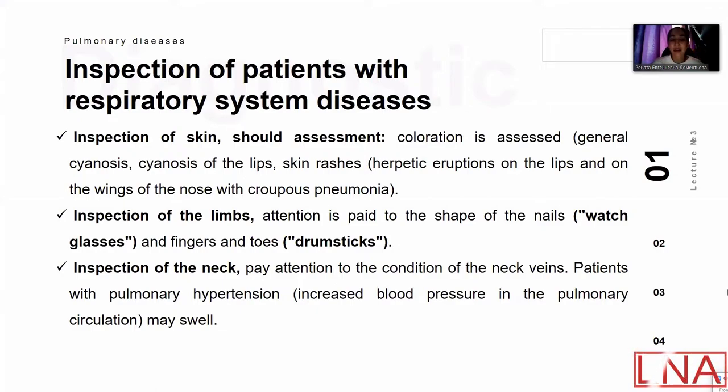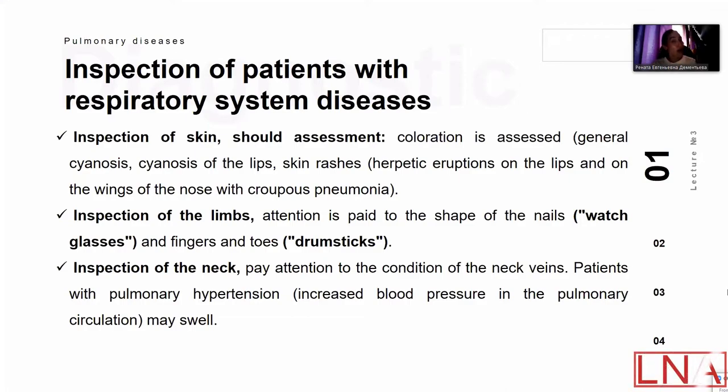Look, in inspection of the limbs, attention is paid to the shape of the nails, and remember some special symptoms: watch glasses nails and fingers in the form of drumsticks. It's a special sign exactly for patients with respiratory disease. Inspection of the neck: we need to pay attention to the condition of the neck veins. In patients with pulmonary hypertension, at the base is increased blood pressure in the pulmonary circulation, so the veins of the neck may swell, with increase in the volume of the neck veins.